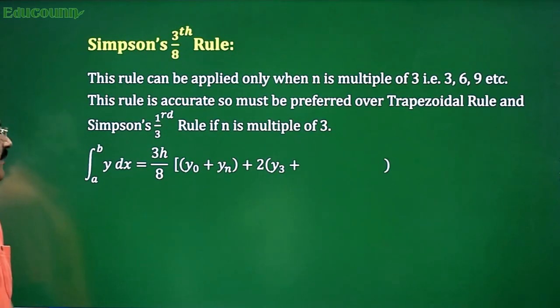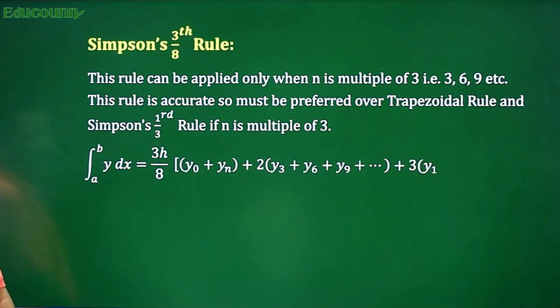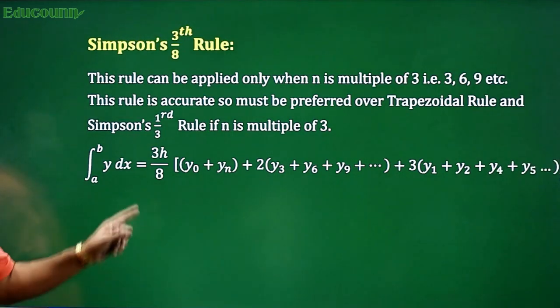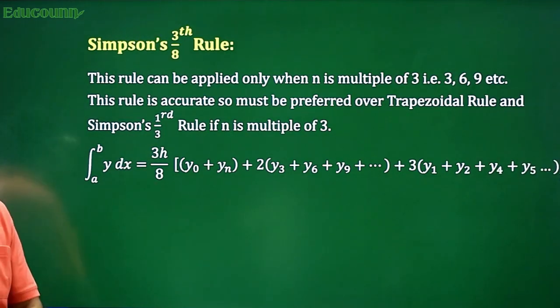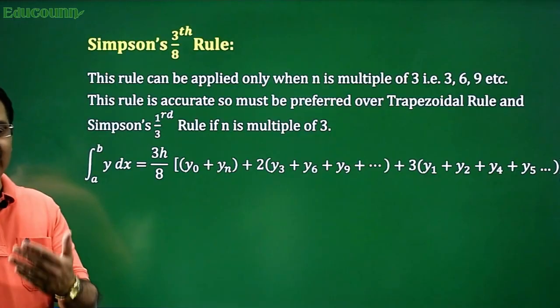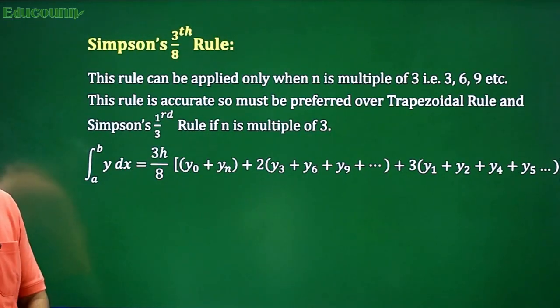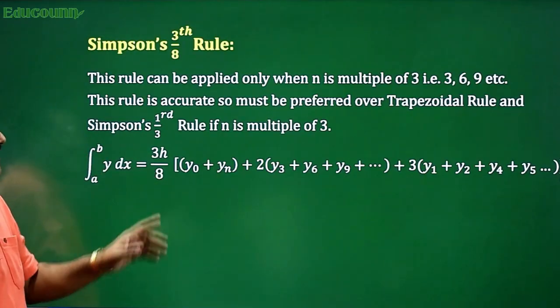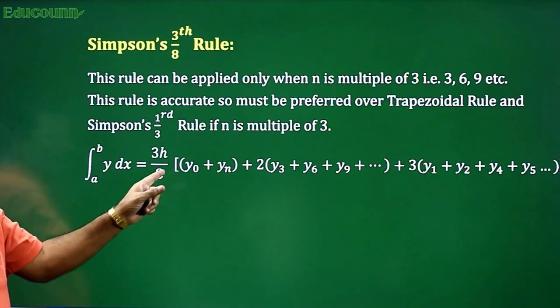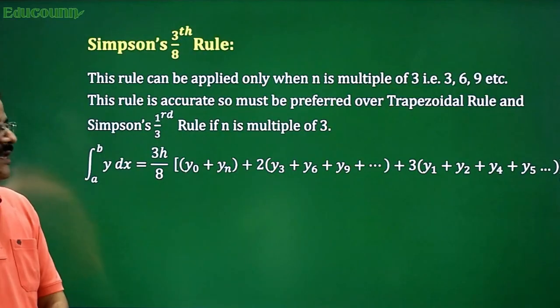Now let us see this formula. Integration of y dx from a to b is given by 3h by 8. That is exactly what I was talking about. Initially we saw Simpson's 1/3 rule, where there was h by 3, and in the 3/8 rule there is 3h by 8. See the formula, that is y0 plus yn.